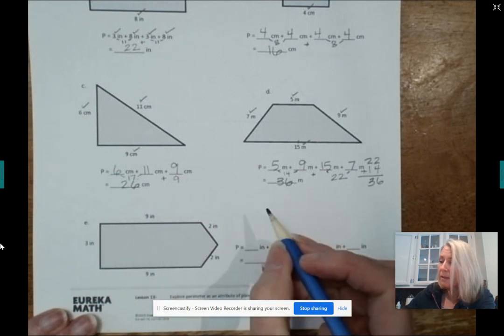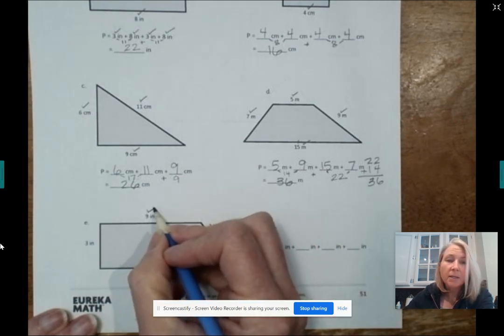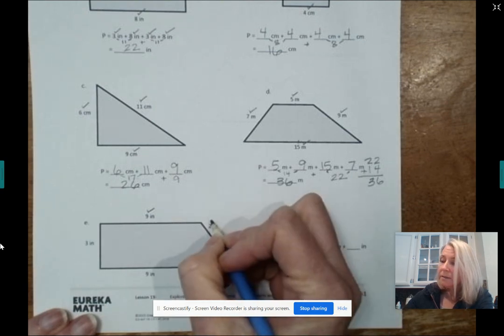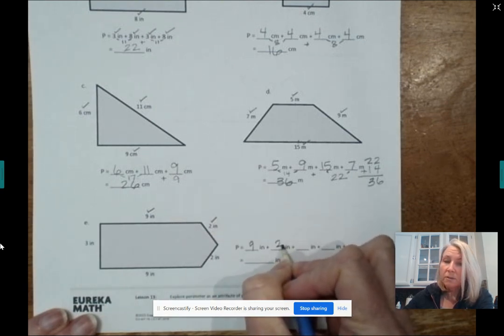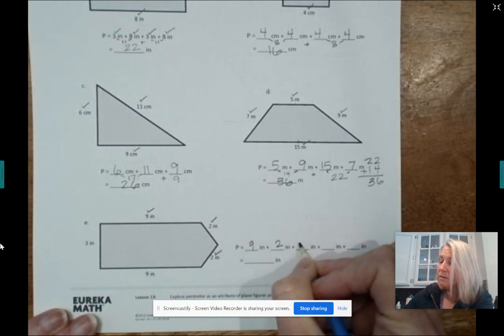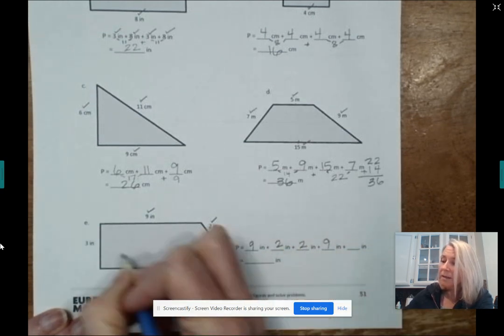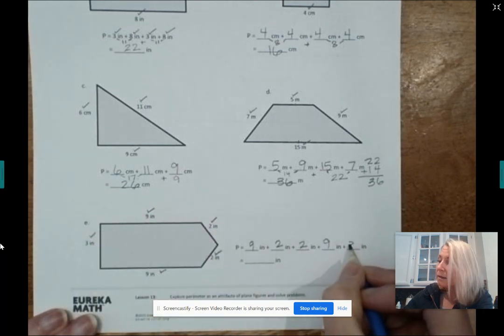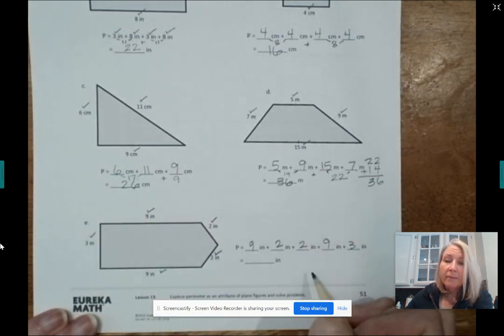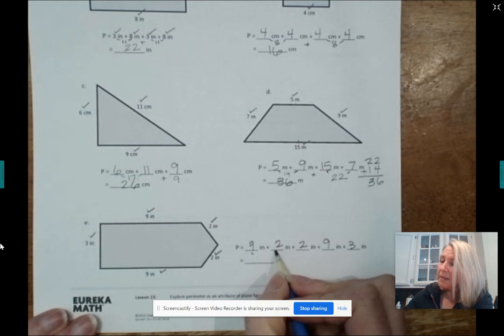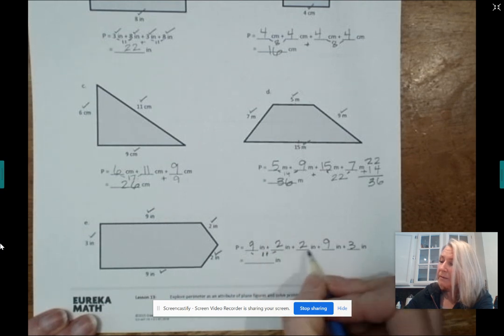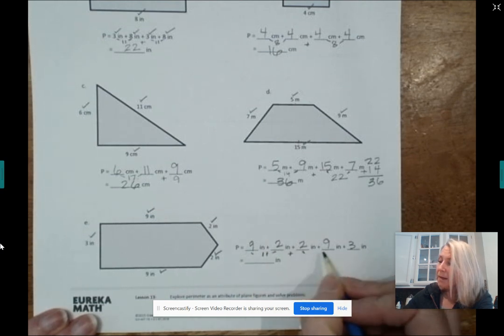Let's go ahead and calculate around here. So I'm going to start at the 9, 9. Check the 2, 2. Check the other 2, 2. Check the other 9, 9, and check the 3, and I get 3. And when I go to add these up, this one's set up nice because I get an 11 here plus my 11 here.